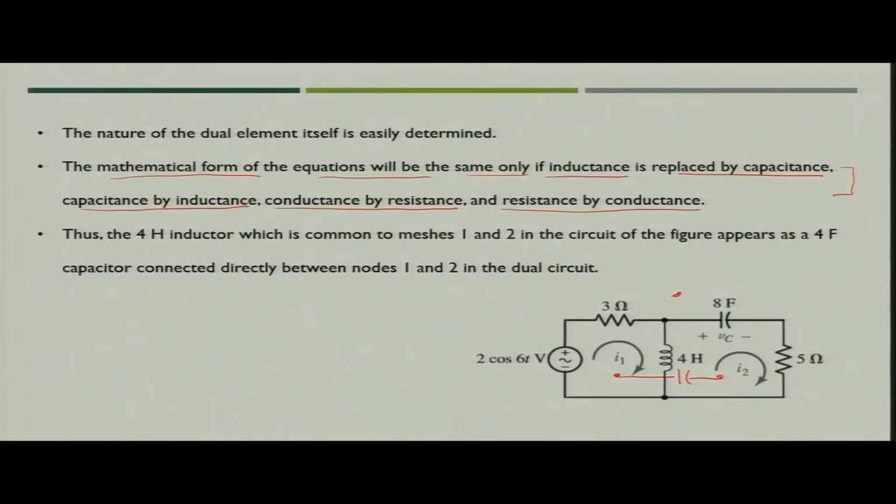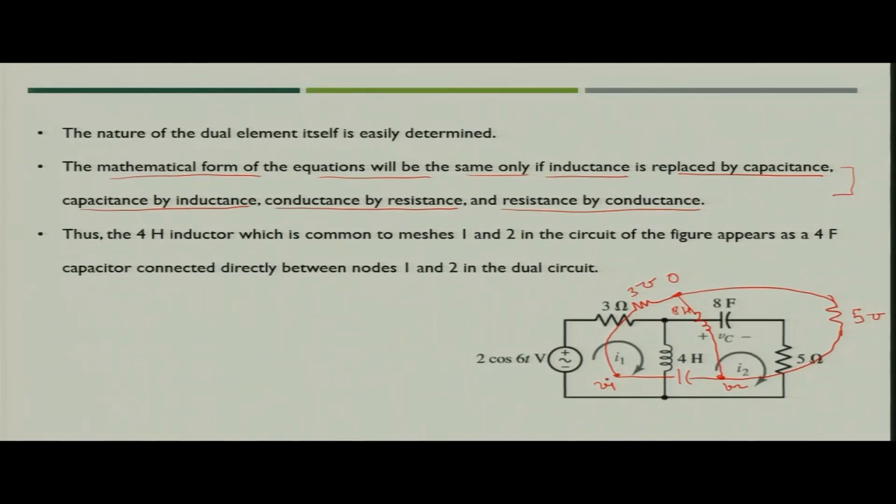So, you can just connect a conductance having a value of 5 mho or 5 Siemens. Similarly, for this capacitor, the dual of this capacitance is inductance, the value would be 8 Henry, and it will be connected between the reference node and the non-reference node V2. Similarly, for this resistance, the dual is a conductance having value 3 mho.